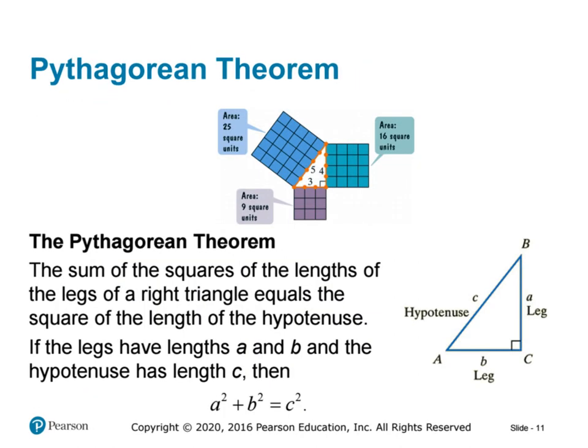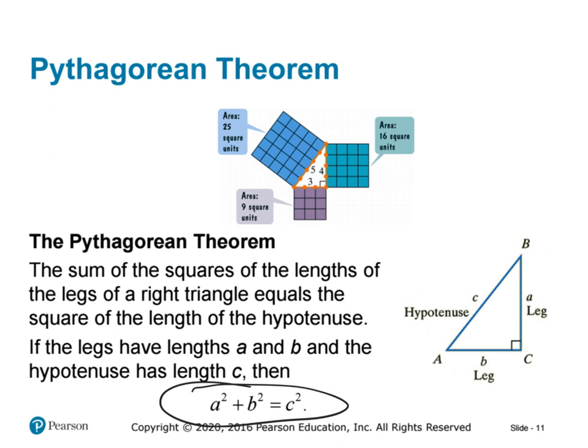All right, the Pythagorean Theorem. The sum of the squares of the lengths of the legs of a right triangle equals the square of the length of the hypotenuse. So if the legs have lengths A and B, and the hypotenuse has length C, then A squared plus B squared equals C squared. So you should know this, but if you don't, just know that the sum of the squares of the two legs will equal C squared.